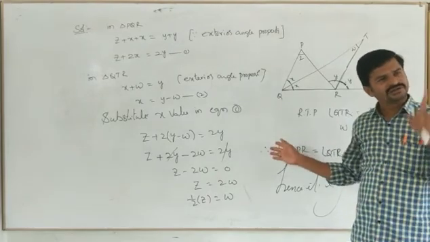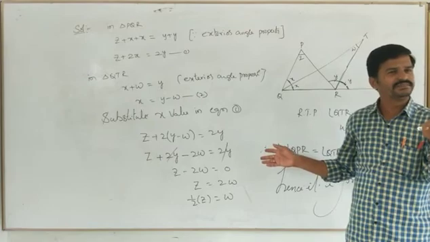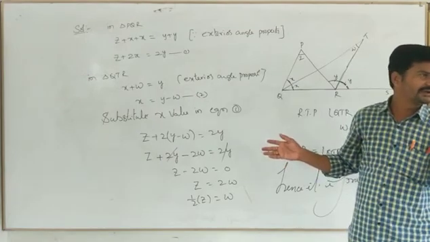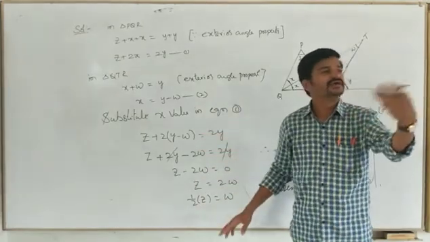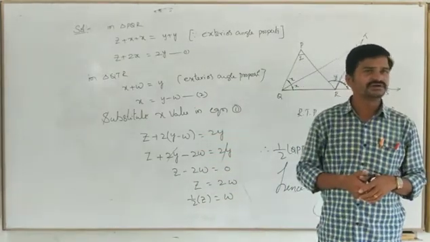But here only one thing we applied. What is the property we applied here? Exterior angle property. After applying that, in this substitution, only your calibre will come out. Understood? Carry on fast.